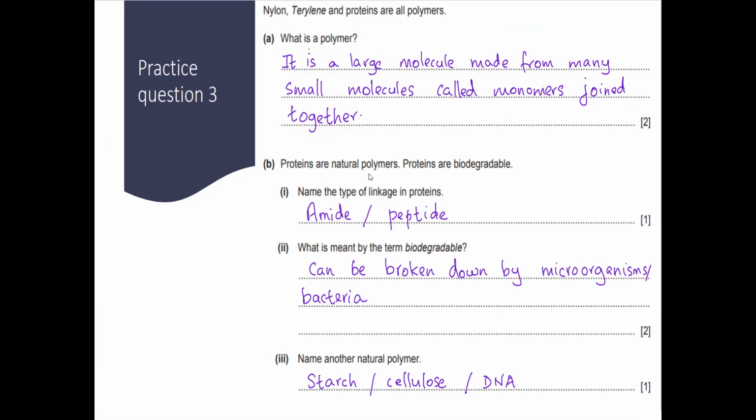Proteins are natural polymers. Proteins are biodegradable. Name the type of linkage in proteins: amide or peptide linkage. What is meant by the term biodegradable? Biodegradable means can be broken down by microorganisms or by bacteria. Name another natural polymer: starch, cellulose, or DNA. Be careful not to write proteins because proteins is already mentioned in the question.